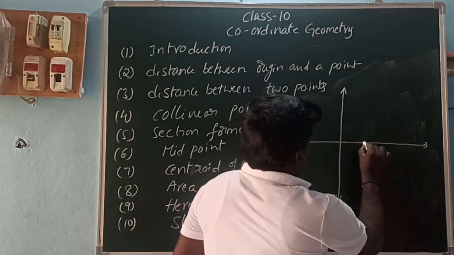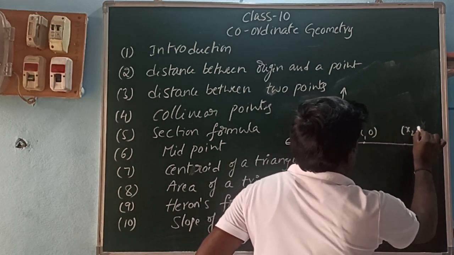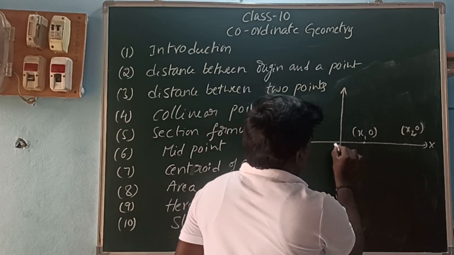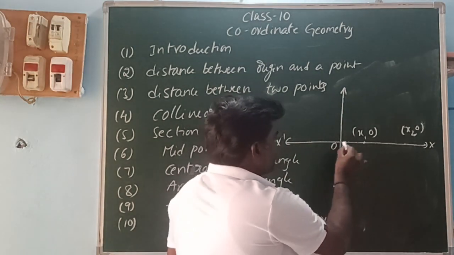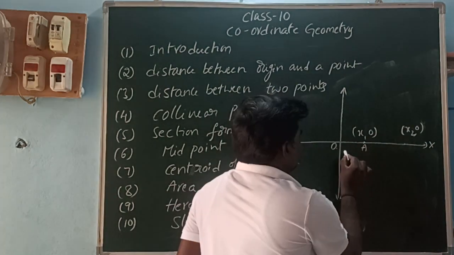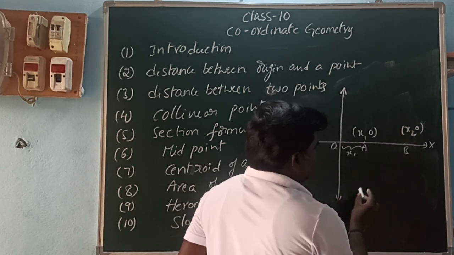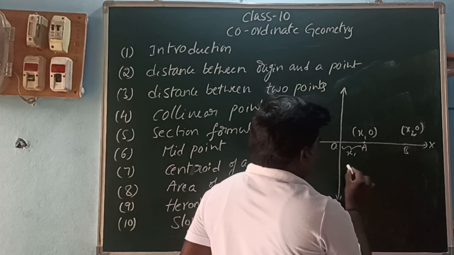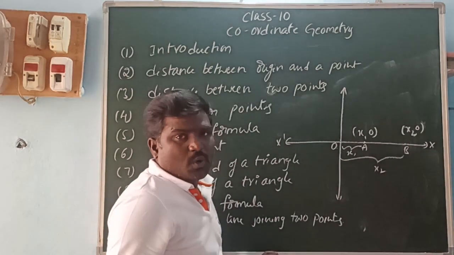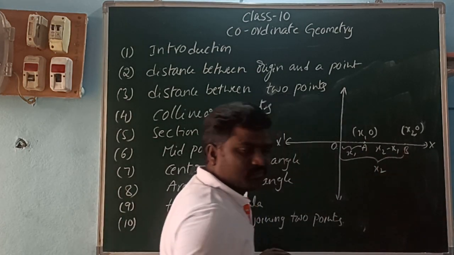So here this is x1 comma 0. This is x2 comma 0. Here it is origin. From this origin to this point, let us take the point is A, the distance is x1. From origin to this point, the point is x2 comma 0, this distance is x2. So the distance between these 2 points is x2 minus x1.